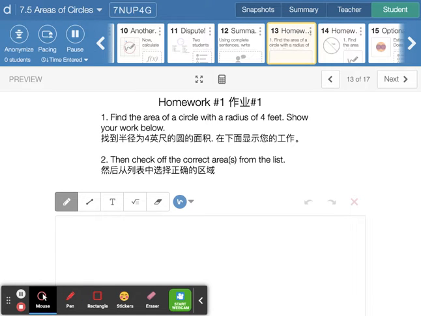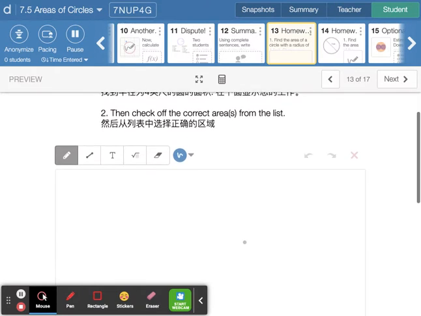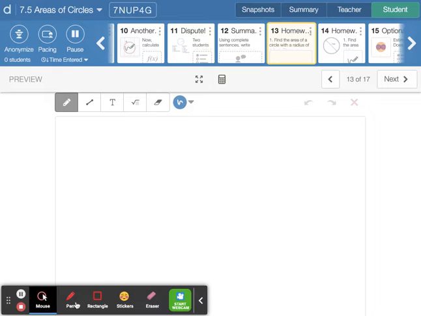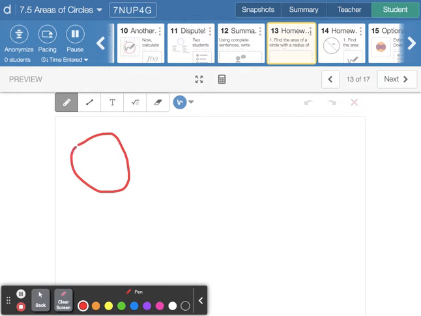Okay, so for the first problem, it says, find the area of a circle with a radius of 4 feet. Show your work below. Then we're going to check off the correct answers from the list. All right, so I'm going to go ahead and just draw my circle first. And I know I have a radius, so that's from the center out of 4 feet.